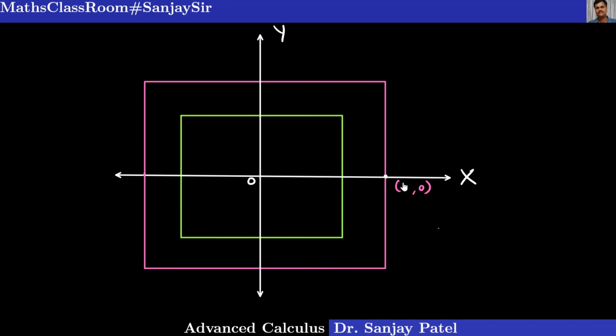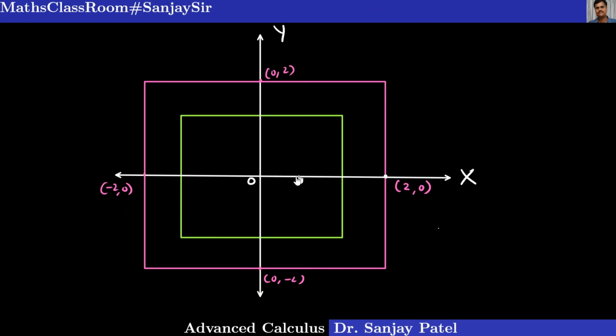So half length, which is exactly 2 comma 0, and this is minus 2 comma 0. So this distance is 4. Same way, this point is 0 comma 2 and this is 0 comma minus 2. The smaller square is of side having length say 2 units.